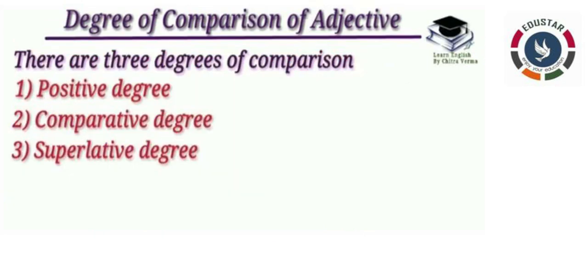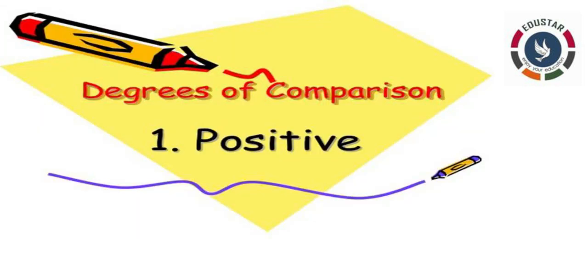There are 3 degrees of comparison, and namely they are positive degree, comparative degree and superlative degree. How many degrees are there? There are 3 forms of degrees of comparison. They are positive degree, comparative degree and superlative degree. And your first form is positive degree. We are going to see in detail all the 3 kinds of degrees. And the first one is positive degree.